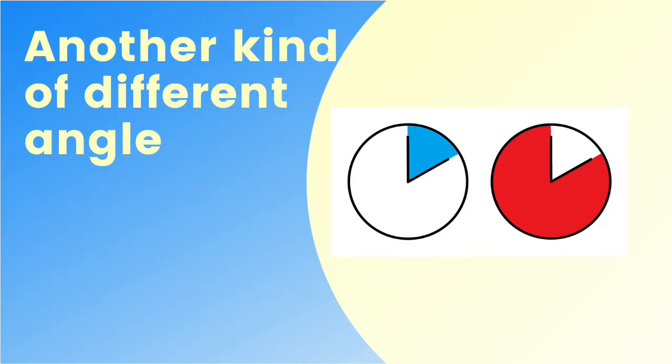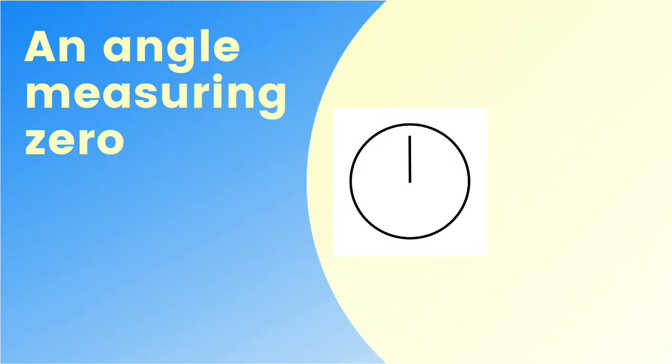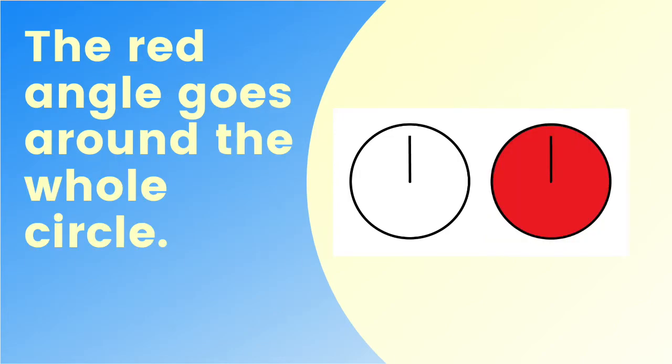Now the numbers. To measure something, we need numbers. Let's start with 0. What would an angle of 0 look like? How about this? When the hands are covering each other, there is 0 space between them. Here's another question. What is the biggest angle there could be? That would be the angle that goes all the way around the whole circle. So what number should we give that?